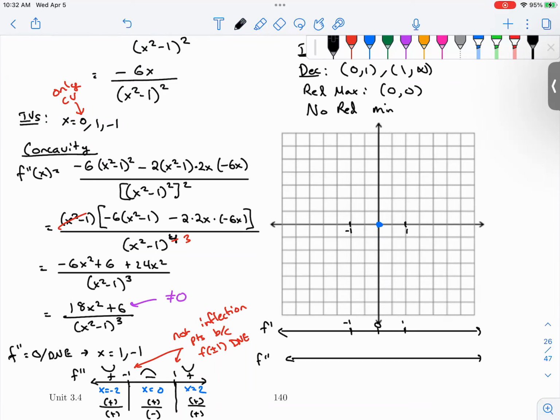And then for f double prime, we just had -1 and 1. Let's go ahead and split up our little thingy, whatever we want to call it, into 4 segments. It was increasing, decreasing. So plus, plus, minus, minus. And then it was concave up, concave down, and concave up.